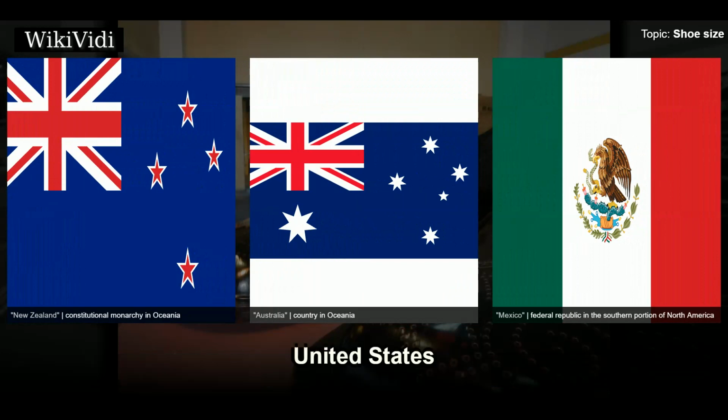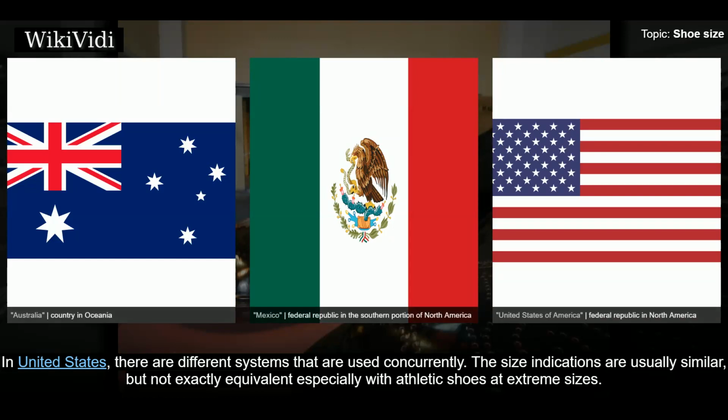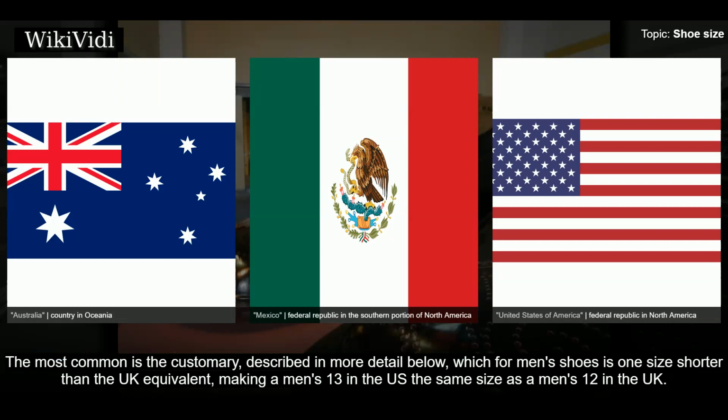United States. In United States, there are different systems that are used concurrently. The size indications are usually similar, but not exactly equivalent, especially with athletic shoes at extreme sizes. The most common is the Customary, described in more detail below, which for men's shoes is one size shorter than the UK equivalent, making a men's 13 in the US the same size as a men's 12 in the UK.